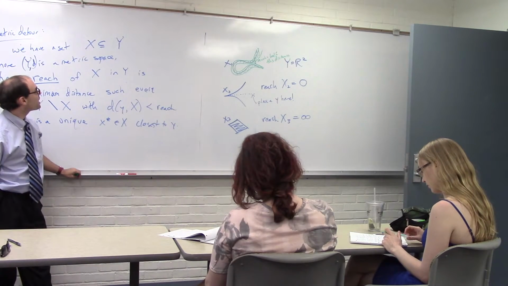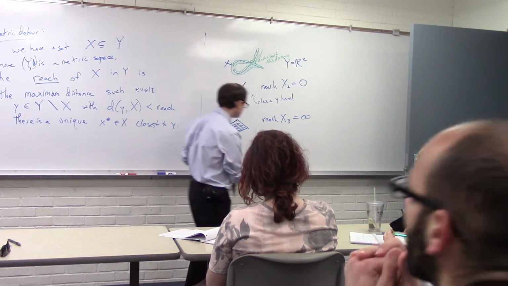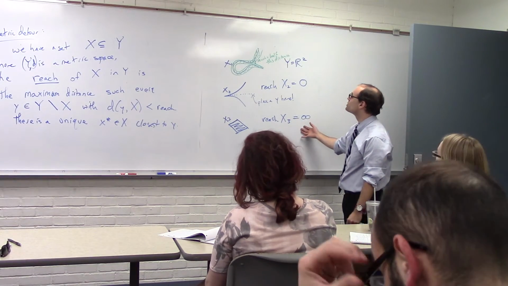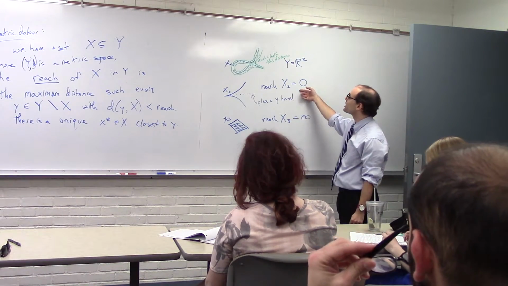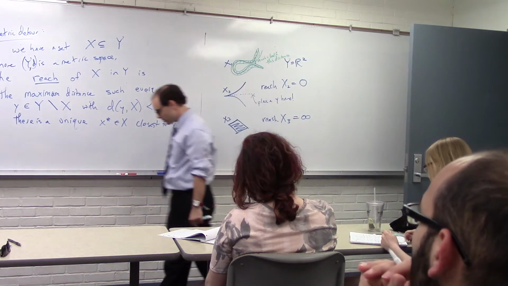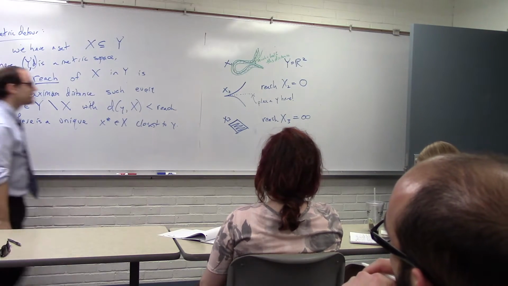Now, I'll pull this all together. So convex sets have infinite reach. Decidedly non-convex sets might not have positive reach. This here is an embedded submanifold. It's a submanifold of R2. It has a positive reach. So now here's the key theorem.